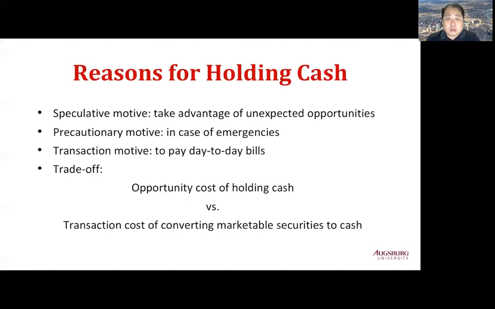They also have cash for paying bills. They can get higher returns if they use cash to invest long-term in assets. So there's always a trade-off of holding cash: the opportunity cost of holding cash versus the transaction cost of converting marketable securities to cash when cash is needed.